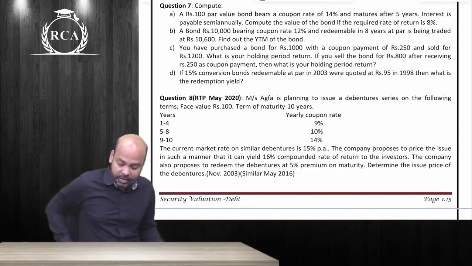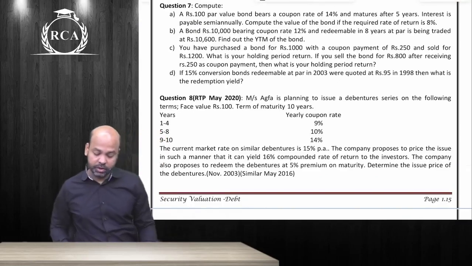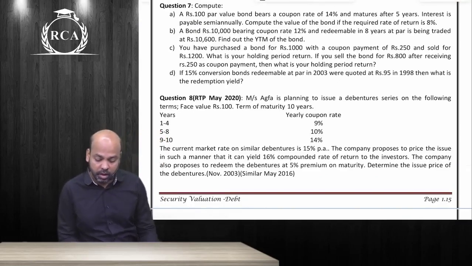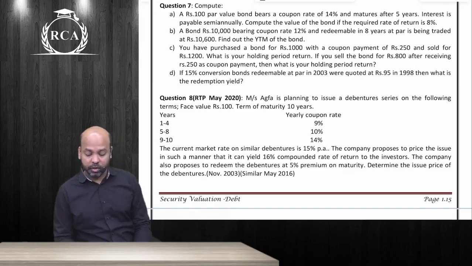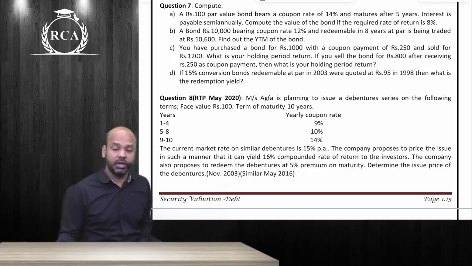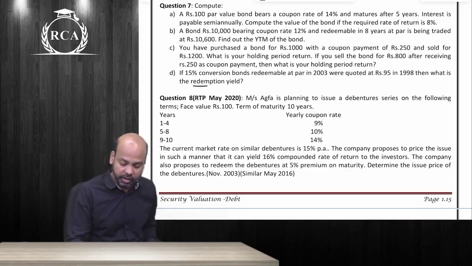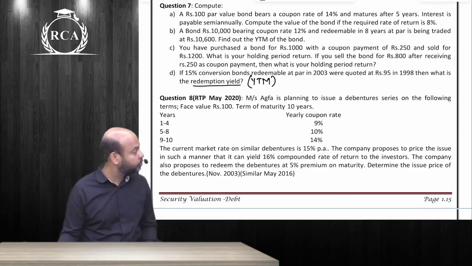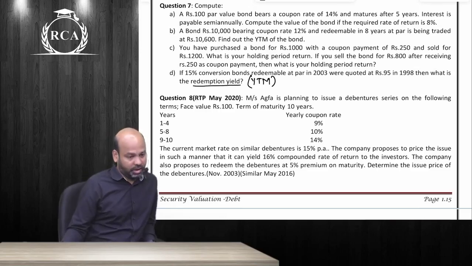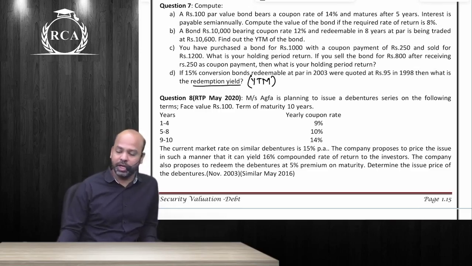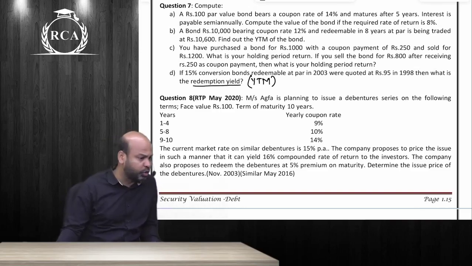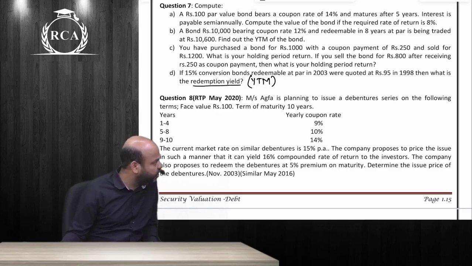Guys, next question. 15% convertible bonds redeemable at par in 2003 were quoted at 95 rupees in 98. Then what is the redemption yield? Redemption yield, guys, is nothing but YTM. If you hold it till the end of the redemption period, what is the yield that you're going to generate? Isn't that yield to maturity?